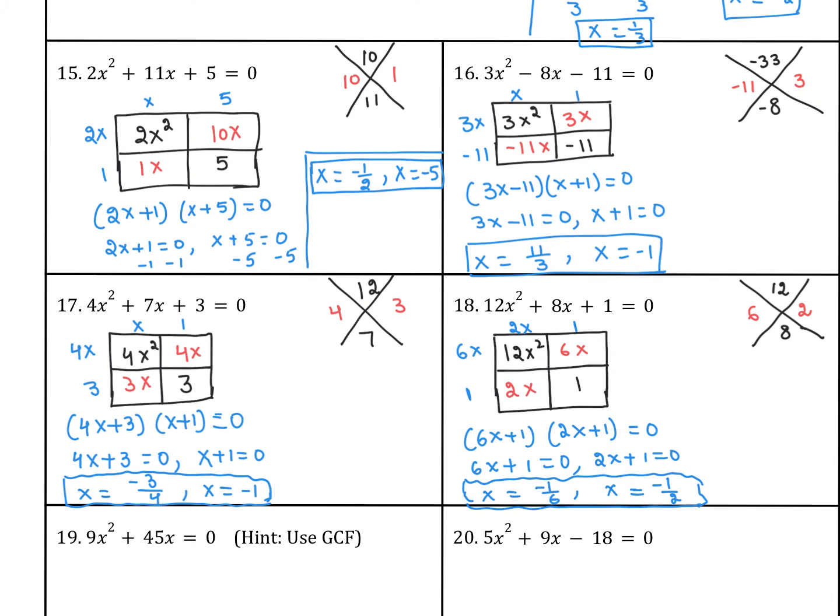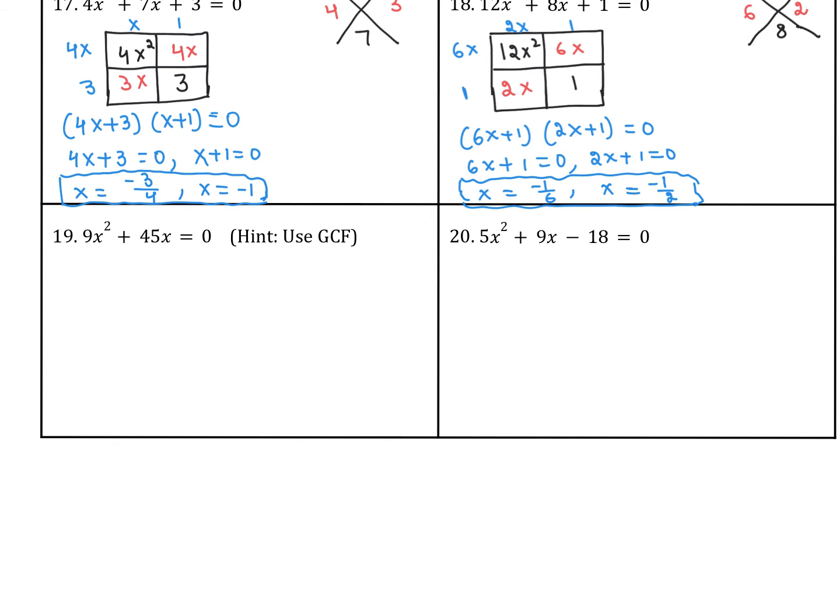For number 19, you're going to get the GCF of these two terms, and the GCF is 9x. Inside you are left with x plus 5. Put them equal to 0, one by one, to get the x values. The x values are going to be 0 and negative 5.